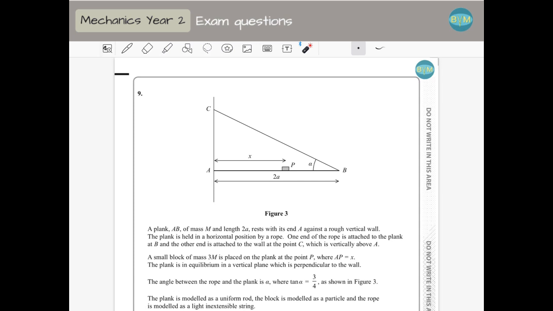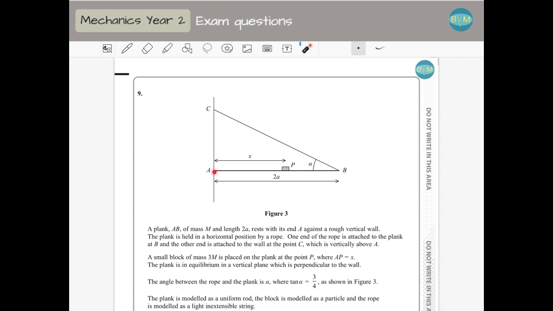Hello, this is question 9 on your 2018 paper from Edexcel, your A-level maths paper, and it's a moments question. So you have a plank AB. They give you the mass, they give you the length, and it is pressed against a rough vertical wall here.